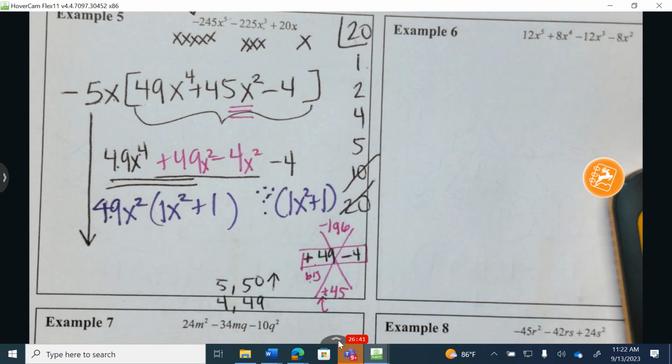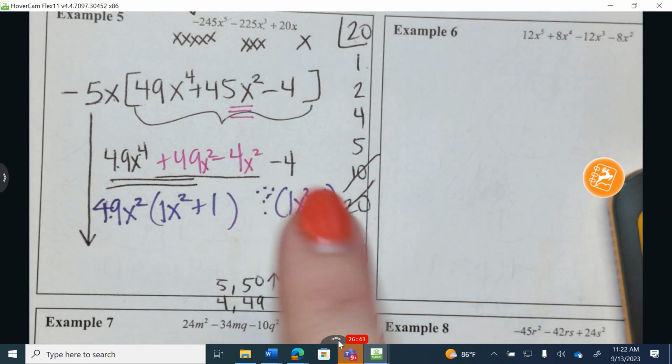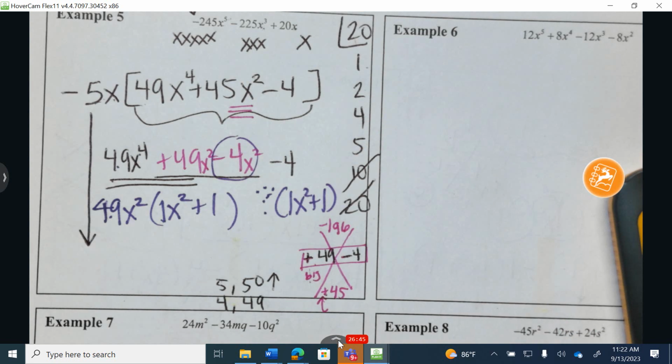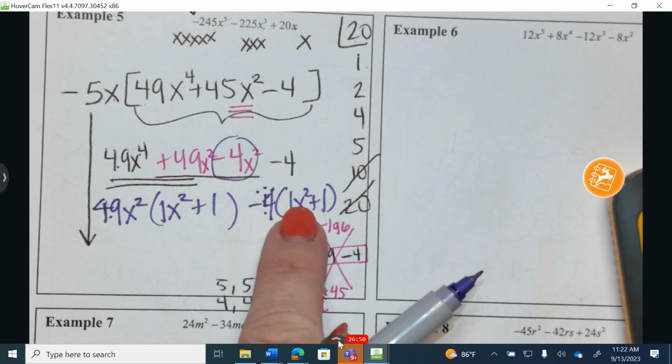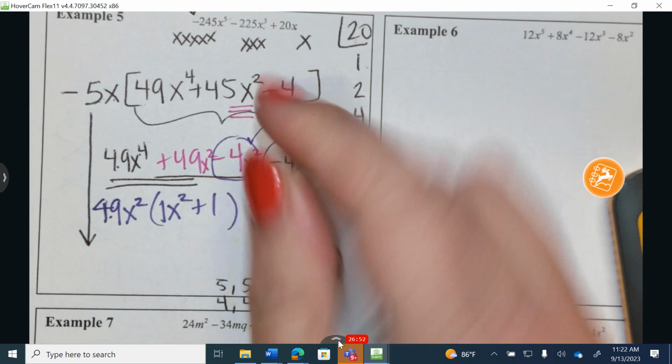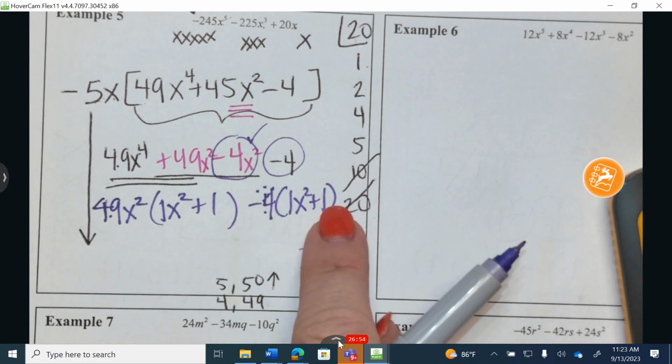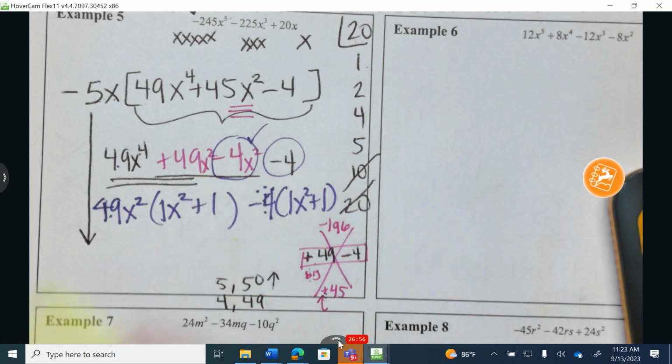Not everything is factorable. What times 1 gives us a negative 4x squared? Negative 4. This gives us negative 4x squared. Good to go. And when I distribute to the back, I get negative 4. Okay, so I've done everything good so far.